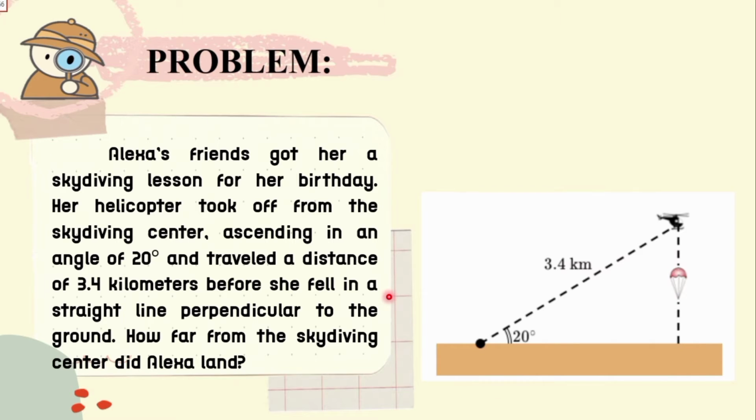So in this problem, this is the illustration that would represent the problem. As you can see here, the given are 20 degrees, which is the angle, and then we have here a hypotenuse, which is 3.4 kilometers, and we are asked to find the distance between the skydiving center and Alexa's landing point, which is also the base of the triangle.